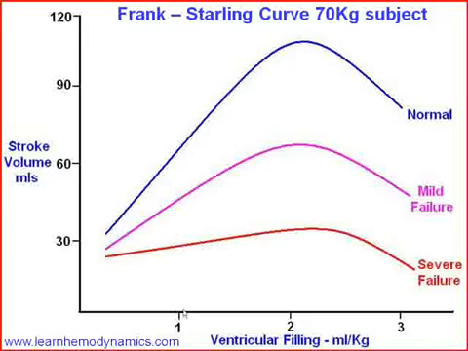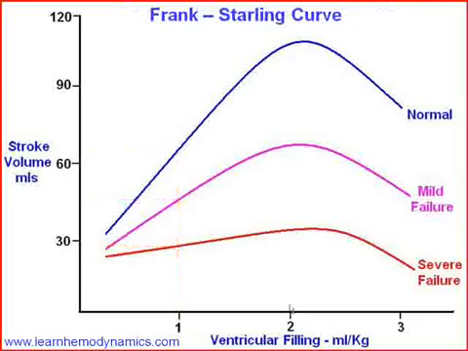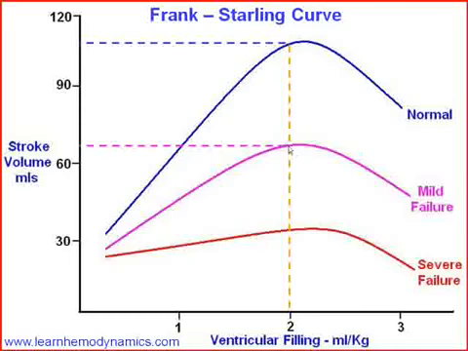Now, if we load this ventricle at, let's say, 1 ml per kilo, then we have a stroke volume of 70 mils from our normal patient. Our heart failure patient, not quite so good, perhaps 45 mils, but our severe cardiac failure patient cannot manage 30 mils. So, let's increase preload. At 2 mils per kilo, our normal heart responds well with 110 mils. Even our mild failure can now maintain 70 mils, but our severe heart failure is still struggling at just 33 mils.